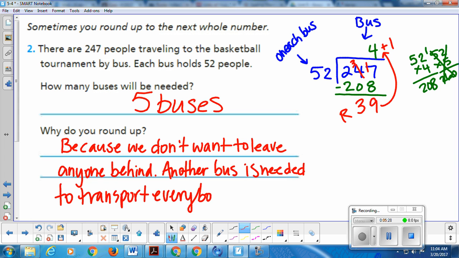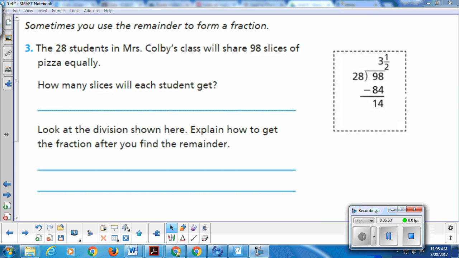So it's really important that you see how many buses will be needed. Each bus holds 52 people. So even though this 39 is less than 52 people, they have to get to the tournament too. So it's knowing what your numbers are representing that will help you determine what you need to do with your remainder. Here is the third scenario.